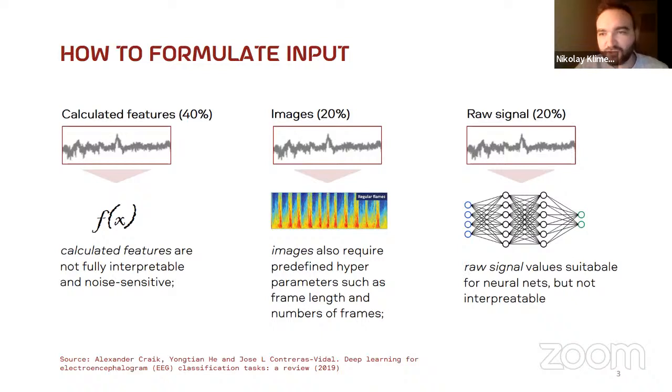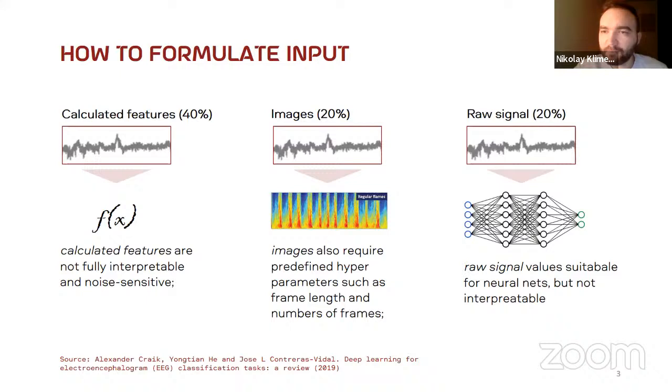The second approach is images. We convert the signal into spectrograms or any other wavelet form into pictures and analyze them using convolutional neural networks, like deep learning. The downside of this approach, again, is a lack of interpretability. It's a common problem with all deep learning models. Another downside is that we need to specify a lot of parameters in advance, like the length of the frame and the length of the time series that we can analyze, because all pictures need to be the same size.